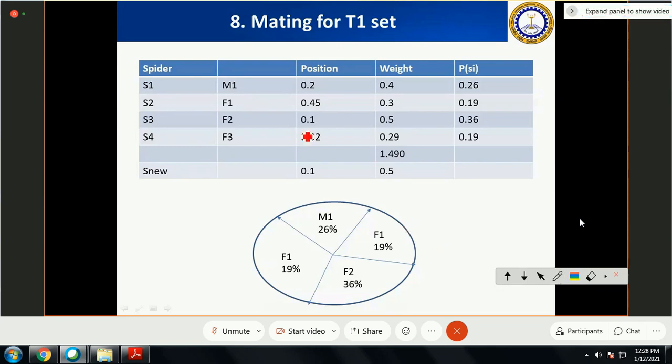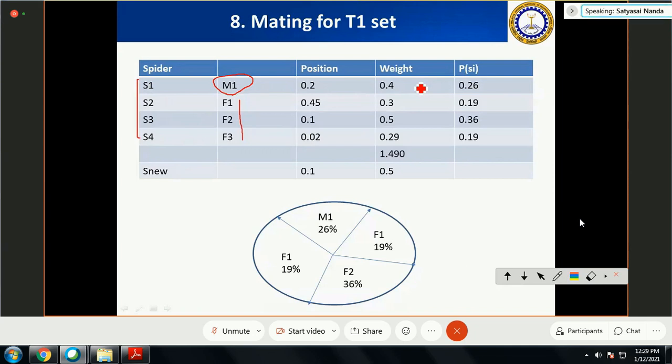So over here there is one particular male spider and three female spiders. There are a total of four spiders taken in the example, S1, S2, S3, S4, out of which one is male and three are female spiders, F1, F2, F3. And these are their positions and weights.